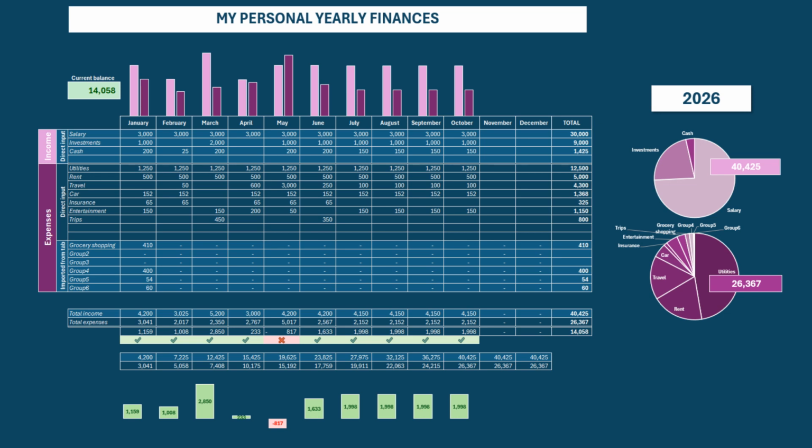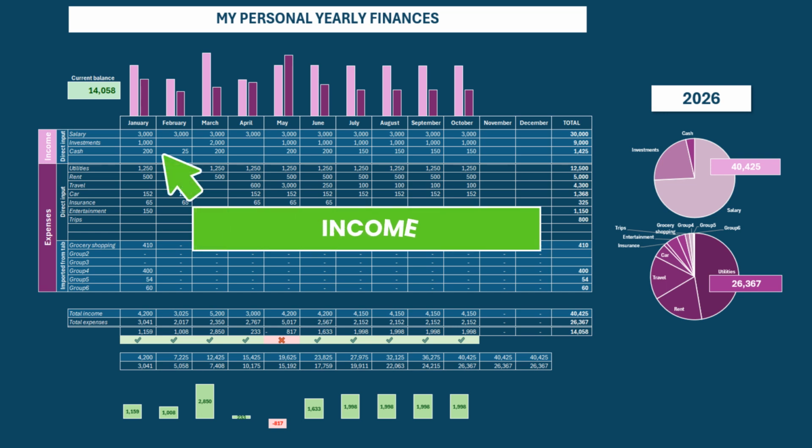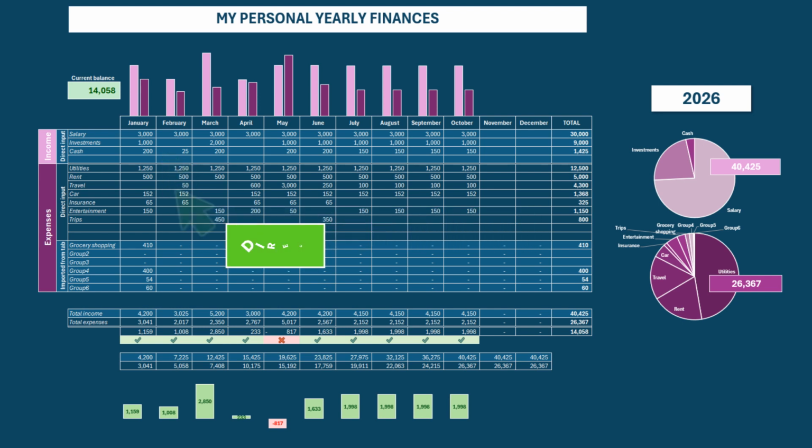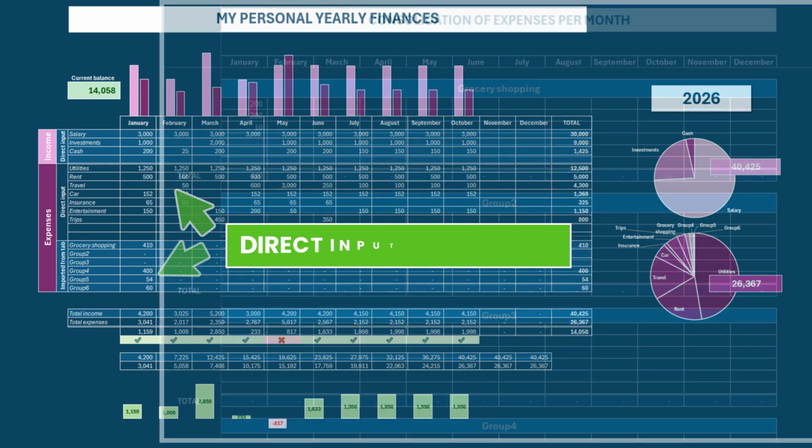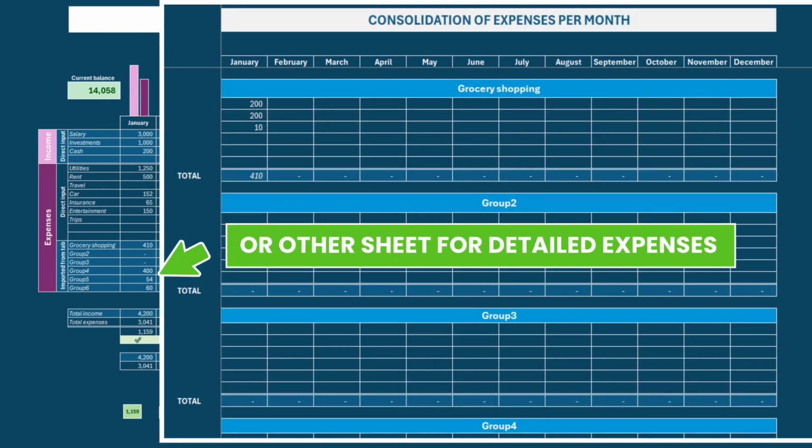In this video I will show you step-by-step instructions on how to build a yearly personal finances system. This tool gives you the opportunity to input 4 categories of income month by month. You can also input as many expenses as you want. You can either input your expenses directly on the dashboard, or if you have categories with a lot of expenses, you can input them on a separate sheet and the totals will be consolidated on the dashboard.